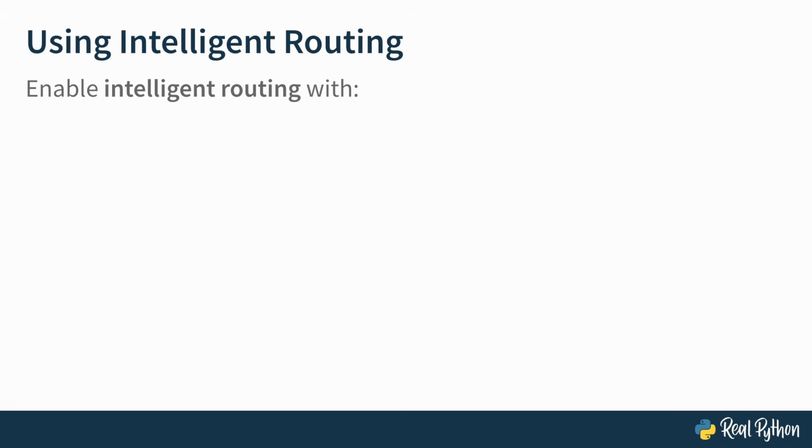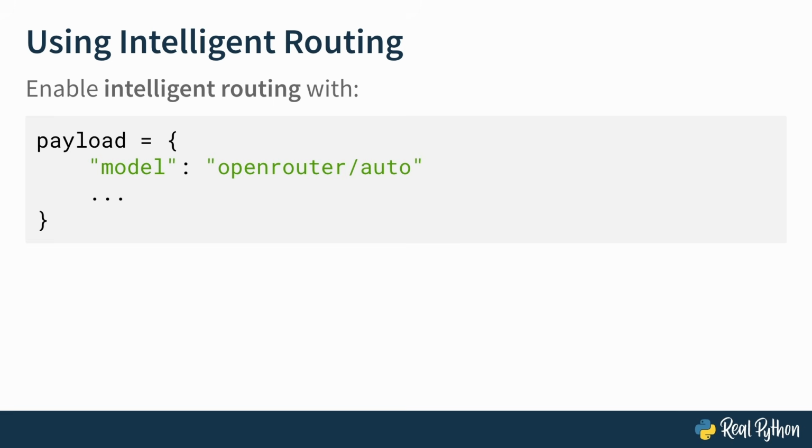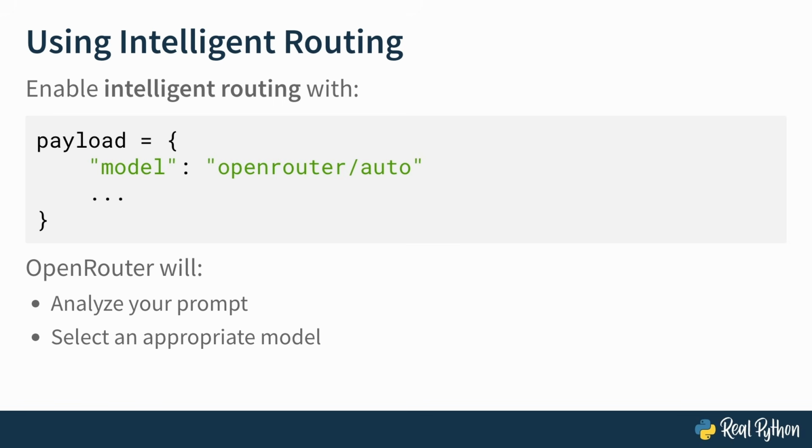OpenRouter uses intelligent routing to automatically select a model for your prompt. Enable intelligent routing with the following. To the payload dictionary that you'll use for your request, set the model key to the string openrouter/auto. Then, OpenRouter will analyze your prompt, select an appropriate model, and route the request to the best available provider. If you don't have strong preferences for models or providers, this is a great approach. To see it in action, head back to your IDE.